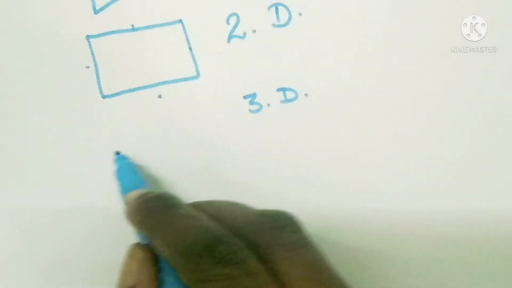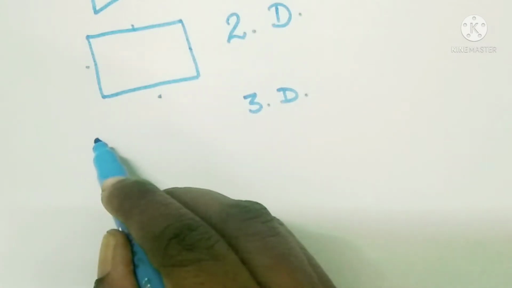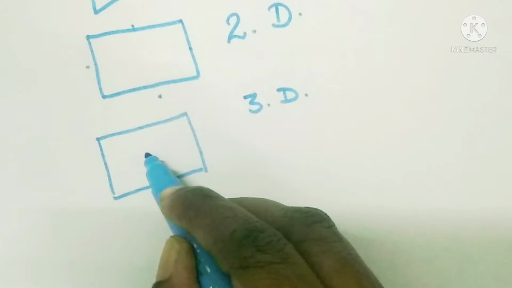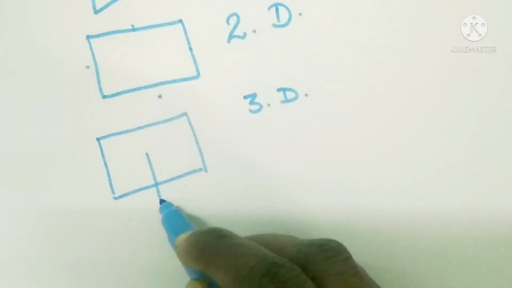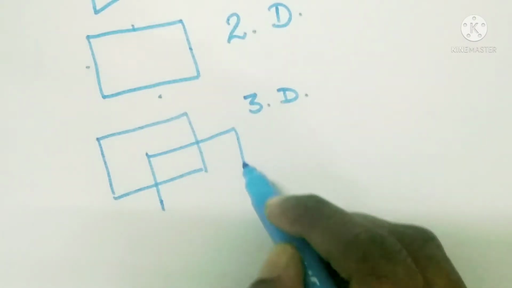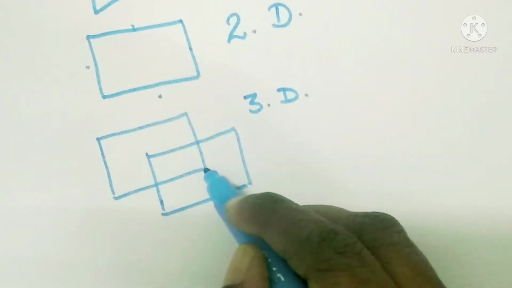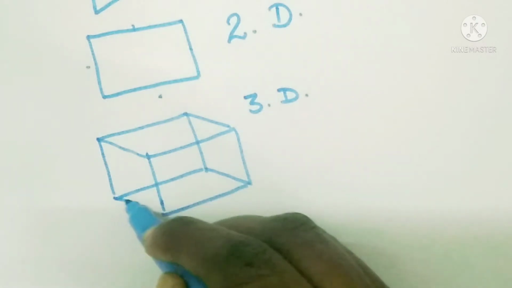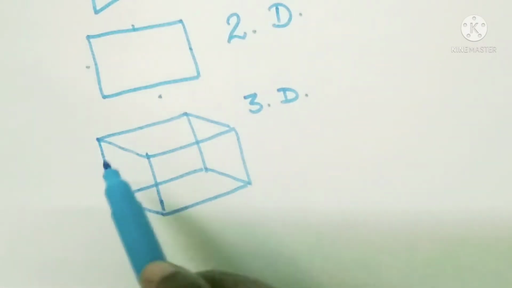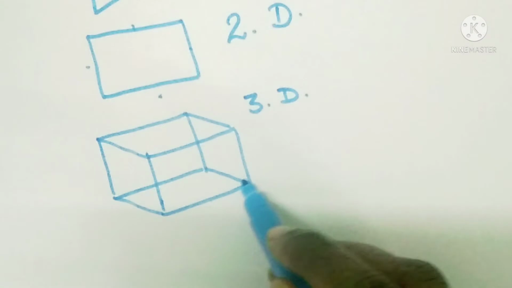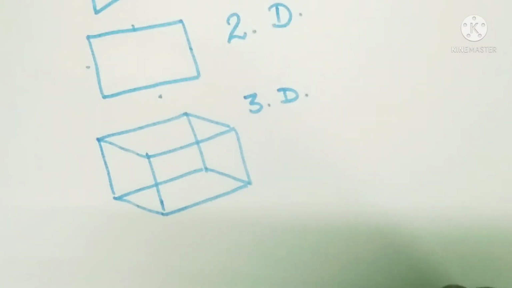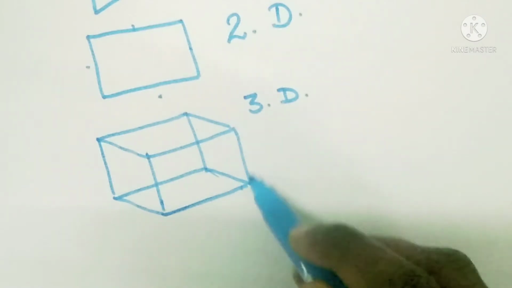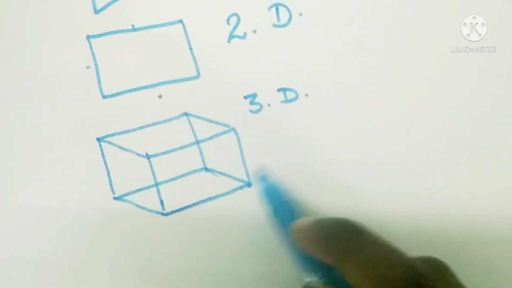Now while drawing 3D shapes, you know that you make one rectangle and then you have another rectangle, okay, and then we join those rectangles with the help of some other rectangles. Such figures are called 3D figures. So 3D figures, they have length, breadth as well as height.